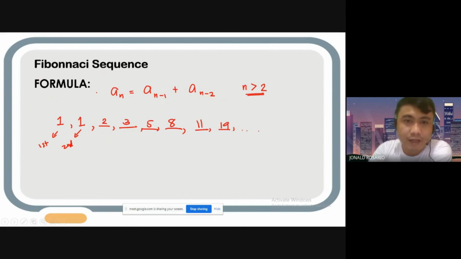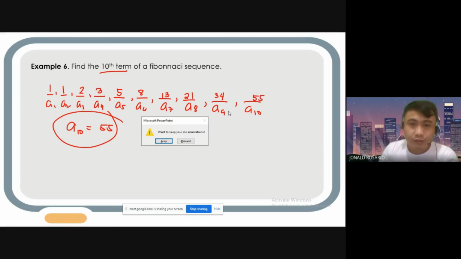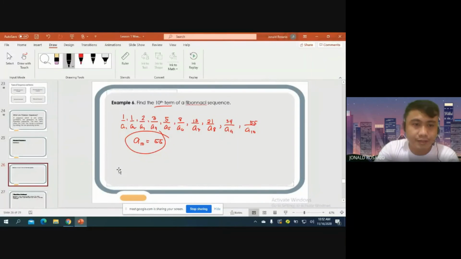Di ba ako nagkamali kanina? Parang nagkamali ako. Mali pala ito dito. So that's 5 plus 8, that is 13. 8 plus 13, that is 21. And sorry for that. Okay, so our a sub 10 is 55. Yan. Okay, so we're done with the 4 types.